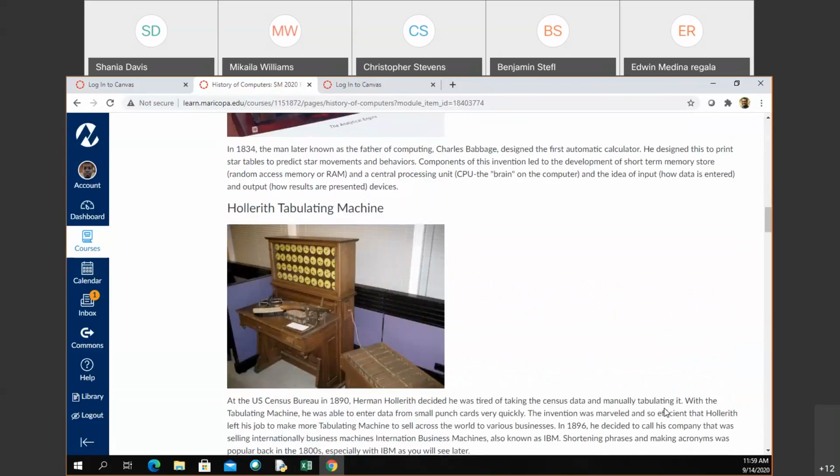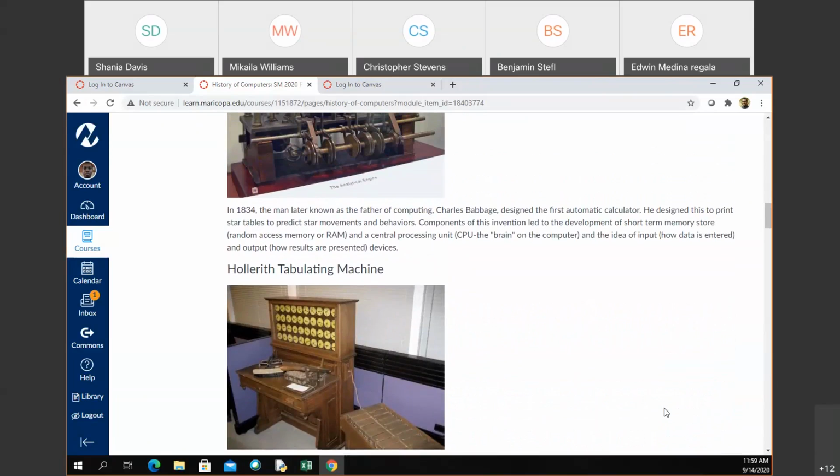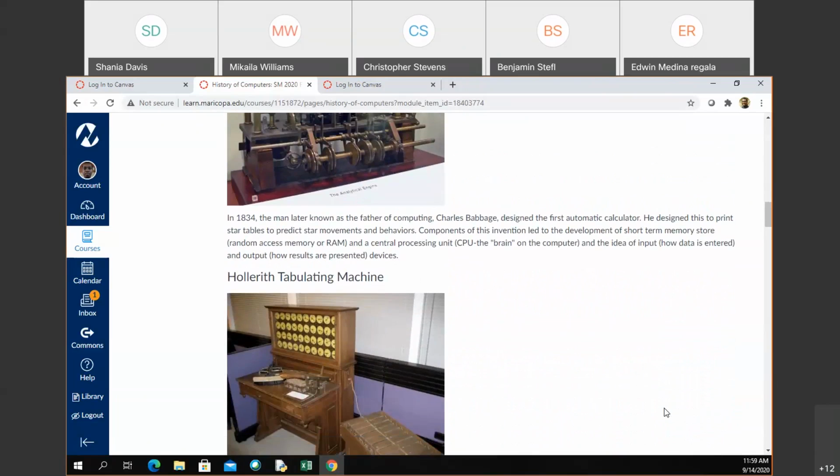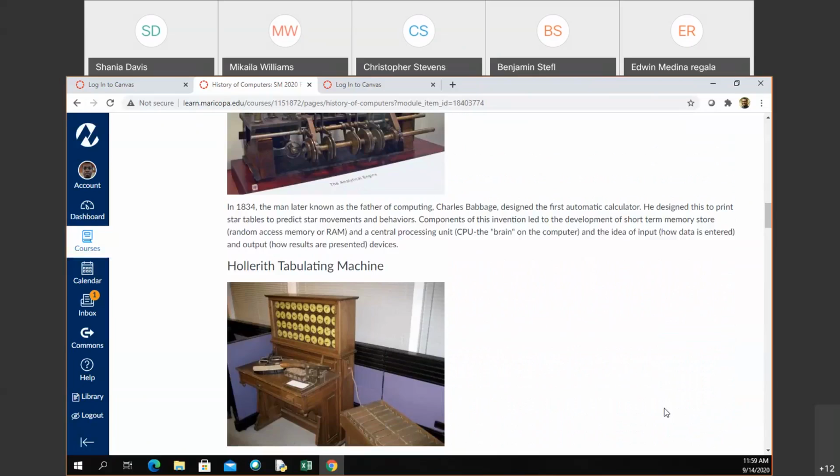So now we're getting to the Hollerith tabulating machine. And so this guy, Herman Hollerith, worked at the U.S. Census Bureau. Some of you may have been getting a bunch of text messages and emails and phone calls from them lately. So, Census Bureau, government, if you're watching, yes, I am a black male who has already finished his stuff, so please stop calling.